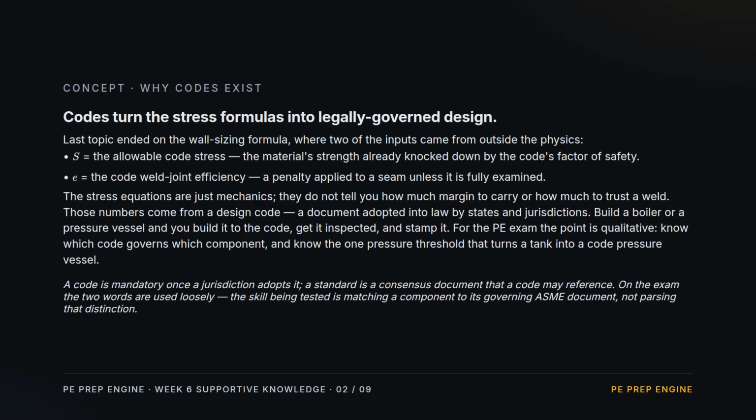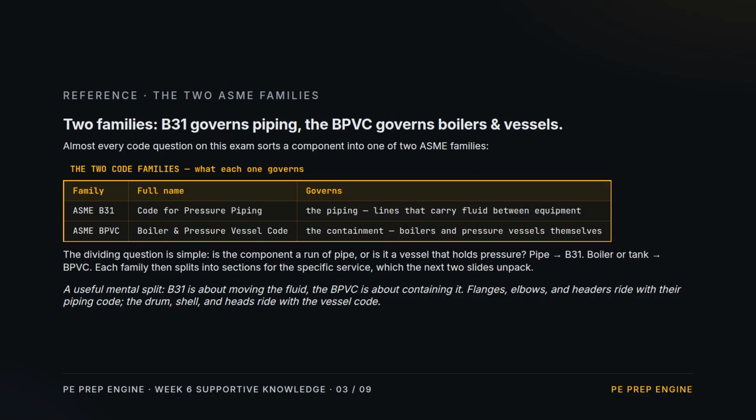So the exam skill here is qualitative. Match a component to its governing ASME code. And remember the one pressure threshold that makes a tank a code pressure vessel. The two families. Nearly every code question sorts a component into one of two ASME families. B31, the code for pressure piping, governs the piping, the lines that carry fluid between equipment. The BPVC, the boiler and pressure vessel code, governs the containment, the boilers and vessels themselves.